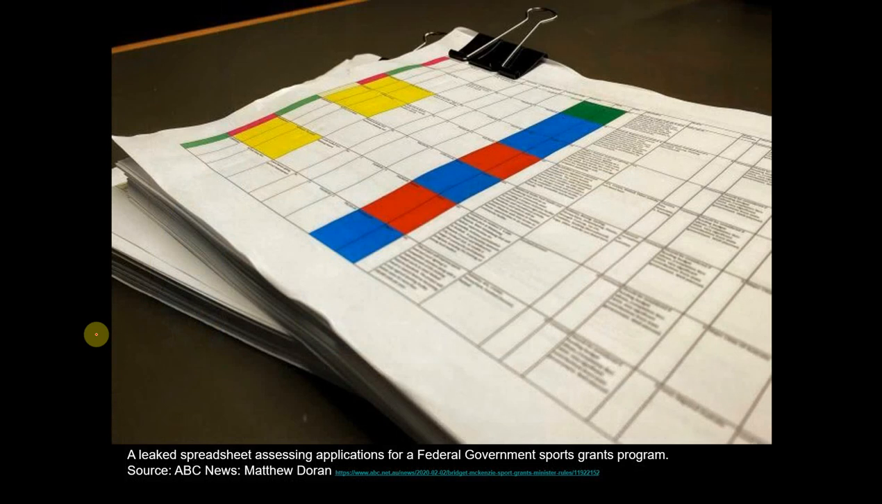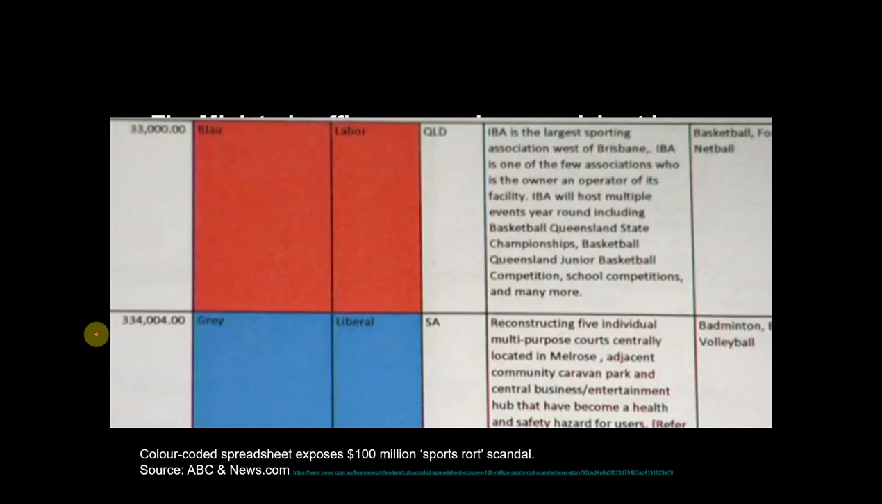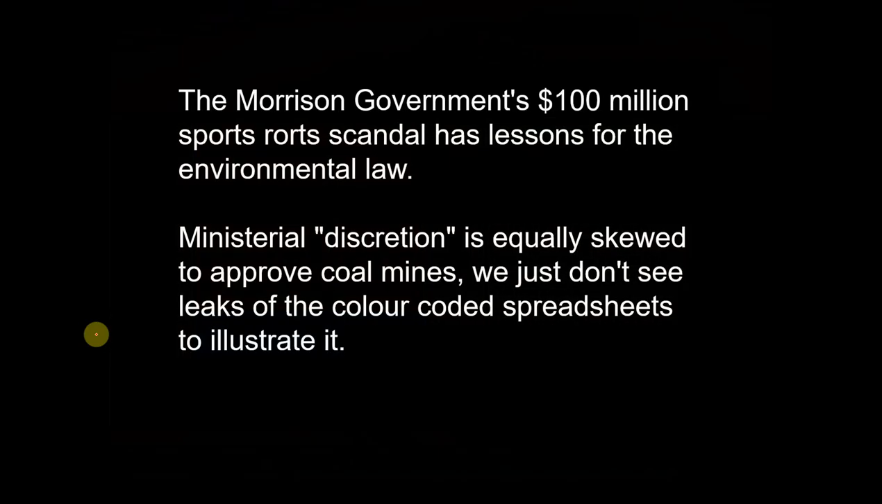her office, used color-coded spreadsheets. There were applications made for sports grants under this program. And basically they looked at different applications, and there was this color-coded spreadsheet identifying whether they were from Liberal or National Party electorates or Labor electorates and the targeted marginal seats. So Bridget McKenzie was a National Party, part of the coalition government. So basically they were favoring their own parties and marginal seats, and it was used in the campaign for the 2019 Australian federal election. So there are important lessons in this sports rorts scandal for environmental law.